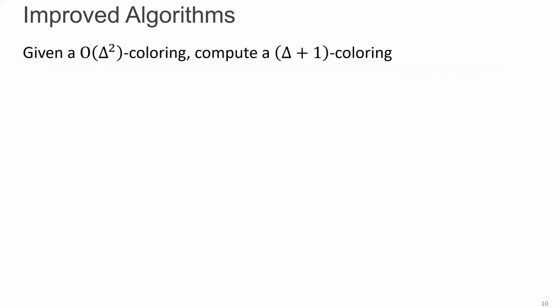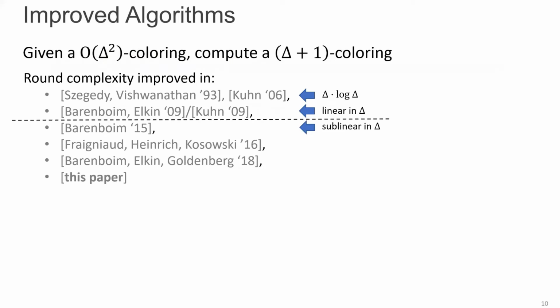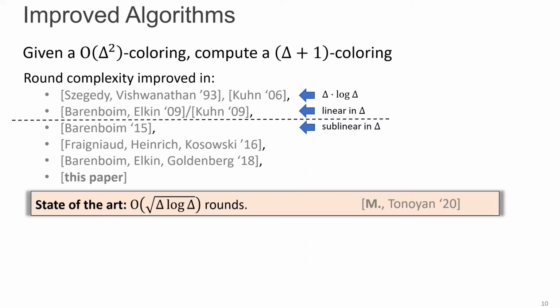So the setting was studied a lot and there were lots of papers which improved this round complexity, where you first apply Linial's algorithm and then afterwards you try to reduce the number of colors to get down to a delta plus 1 coloring. State of the art currently takes square root of delta times log delta rounds.